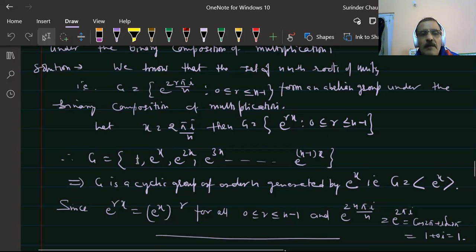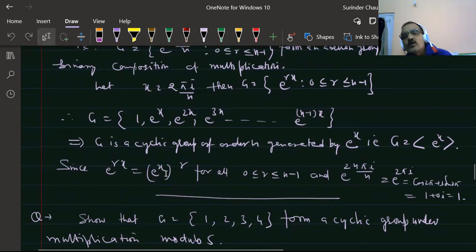So what are the elements of G? They are e^(0x), e^(1x), and so on up to e^((n-1)x). So what is this? This is a cyclic group of order n. This cyclic group of order n is generated by e^x, since e^(rx) is equal to (e^x)^r, and e^(nx) is equal to 1. This implies the group of n-th roots of unity under the binary composition of multiplication is cyclic.